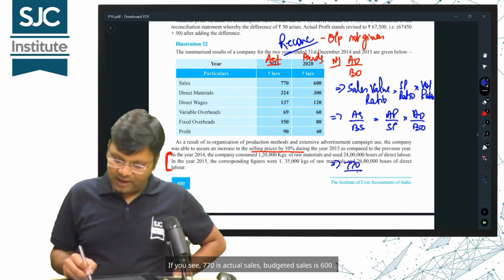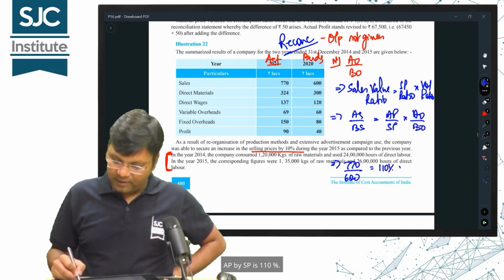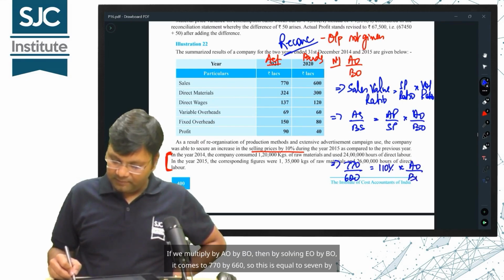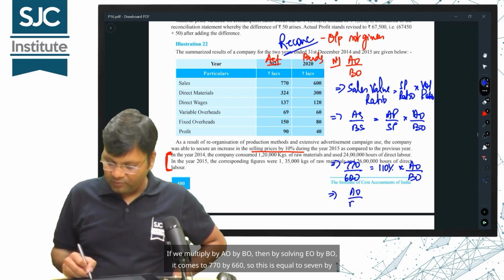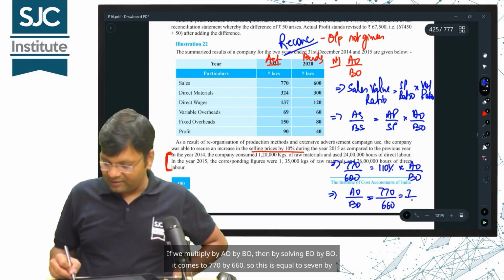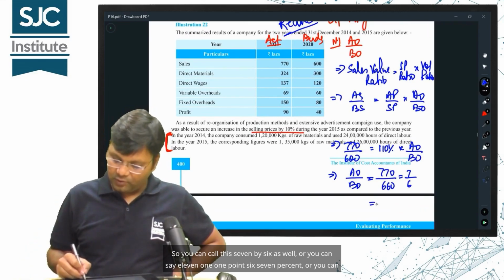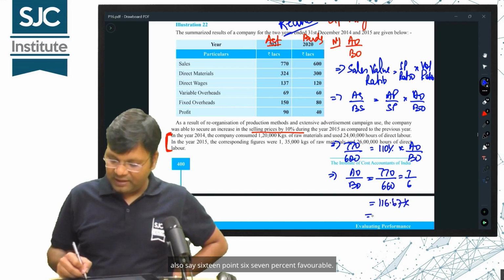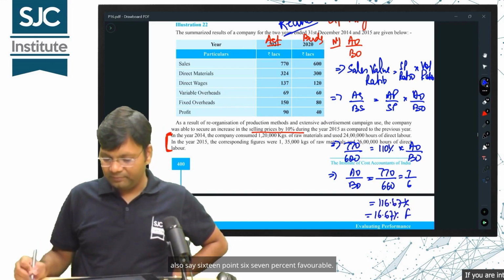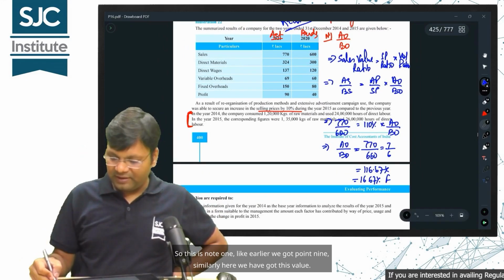If you see, 770 is actual sales, budgeted sales is 600. AP by SP is 110%. If we multiply by hour by bow, then by solving, it comes to 770 by 660, so this is equal to 7 by 6. So you can call this 7 by 6 as well, or you can say 116.67%, or you can also say 16.67% favorable. So this is note 1, like earlier we got 0.9, similarly here we have got this value.